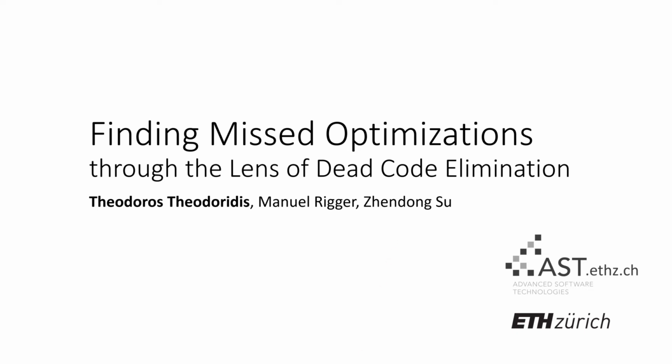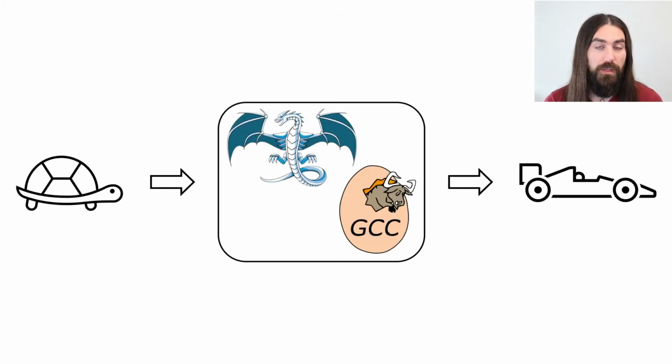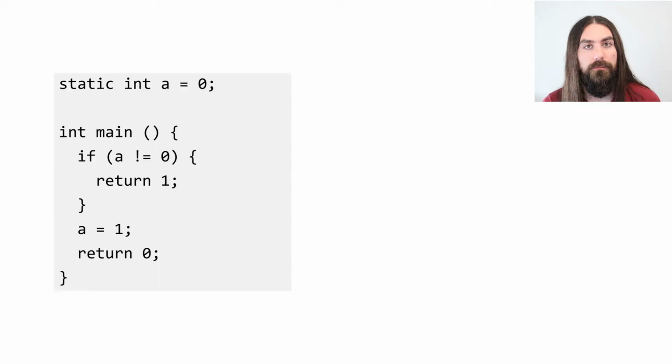Hello everyone and welcome to our talk on a novel approach for finding missed optimizations in compilers. Compilers are incredibly good at optimizing programs. However, they are also very complex engineering projects that keep evolving. New optimizations and analyses are being frequently added, and existing ones are frequently updated.